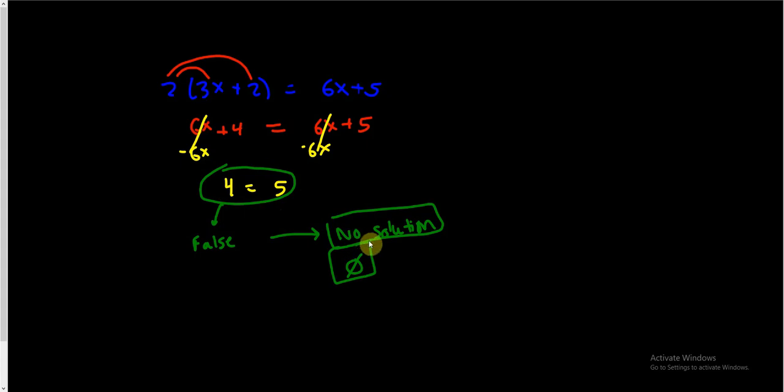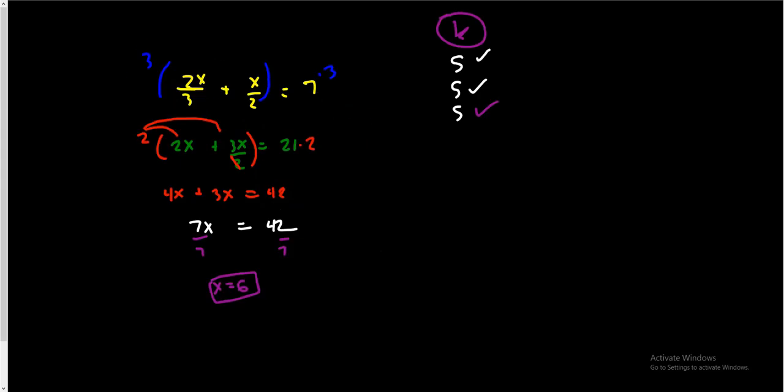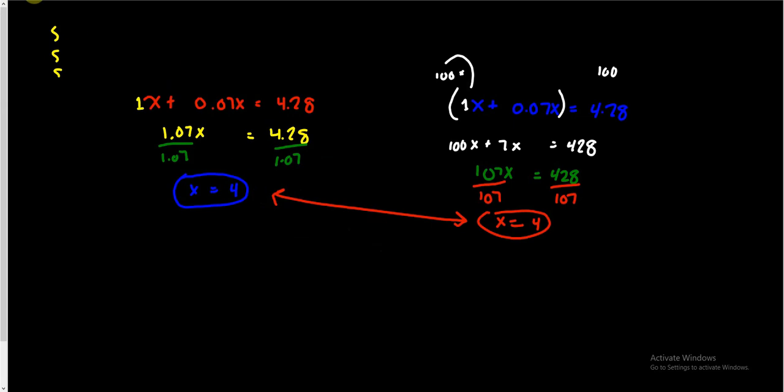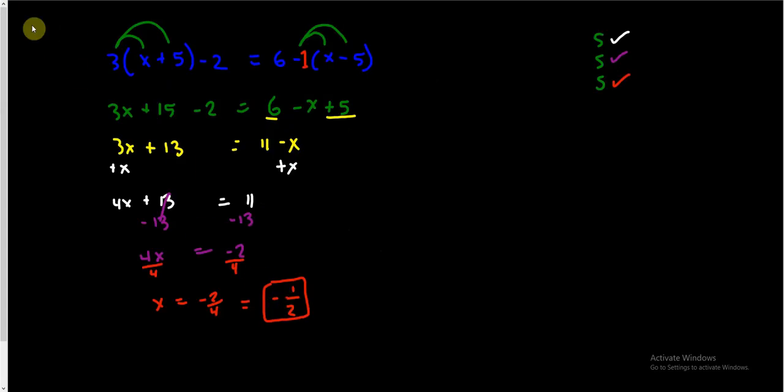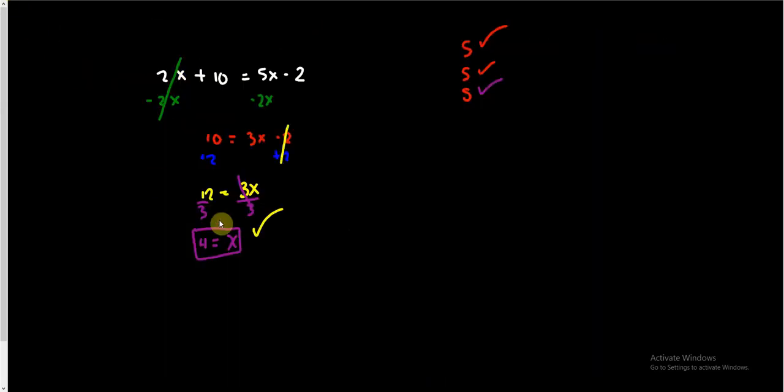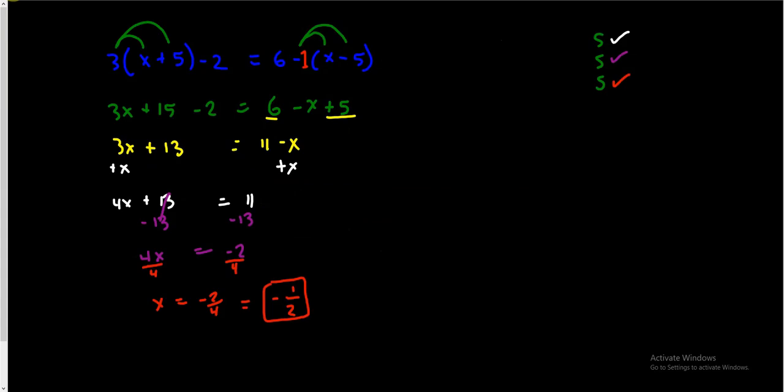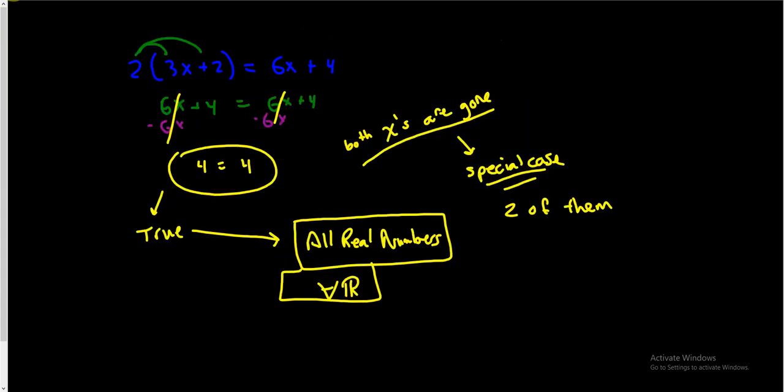Okay? And so usually we end up with a nice answer. Usually we go back to all these examples. We can work things and get x equals 4, x equals negative a half, or x equals 4, but sometimes there's special cases where if your x's cancel out or disappear completely from the problem, it's either going to be all the numbers or no numbers, no solutions.